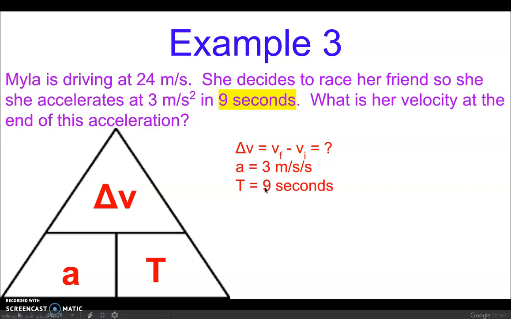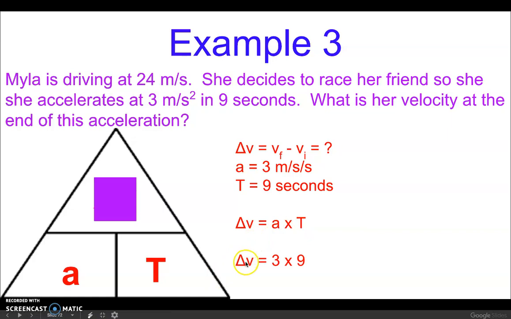Oh, whoops, I didn't realize I put that in there as 3 to begin with. Whoops, so it should be 3 here, not 9. Okay, all right, so then we're going to cover up delta V. We're left with delta V equals A times T, because A and T are what's left, and they're on bottom. So then we're going to plug in for A and T. Delta V equals 3 times 9, which is going to be 27 meters per second. That's our change in velocity.